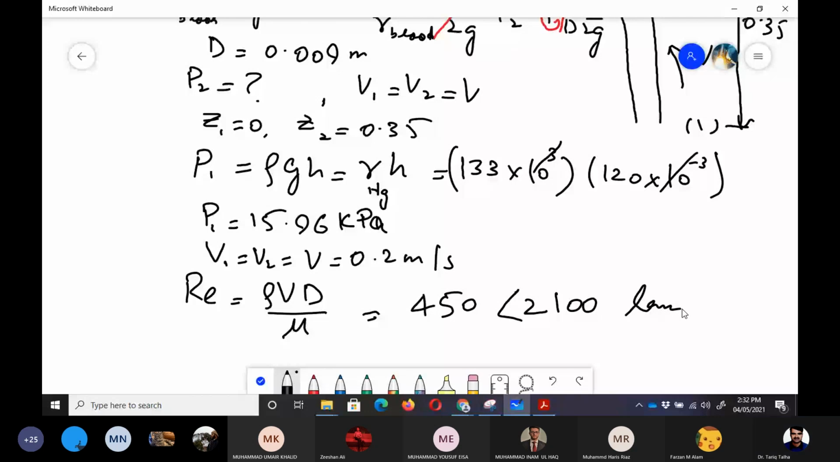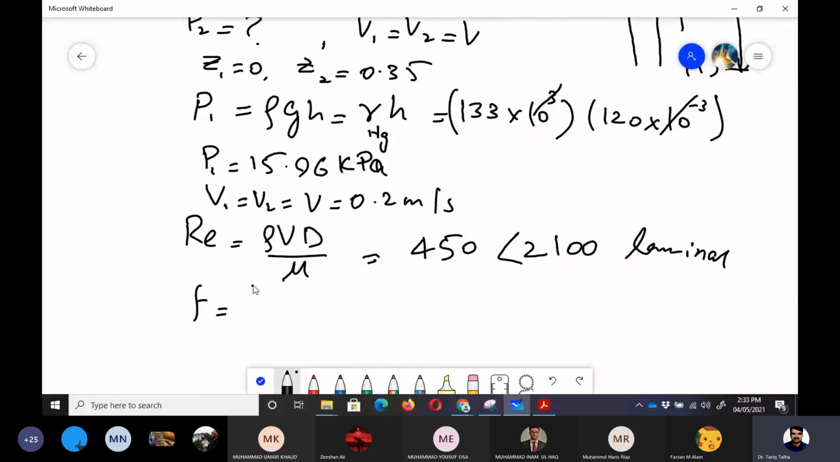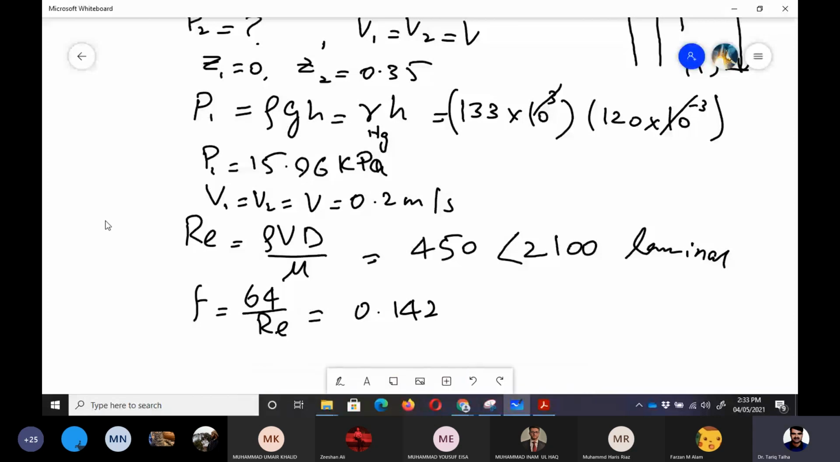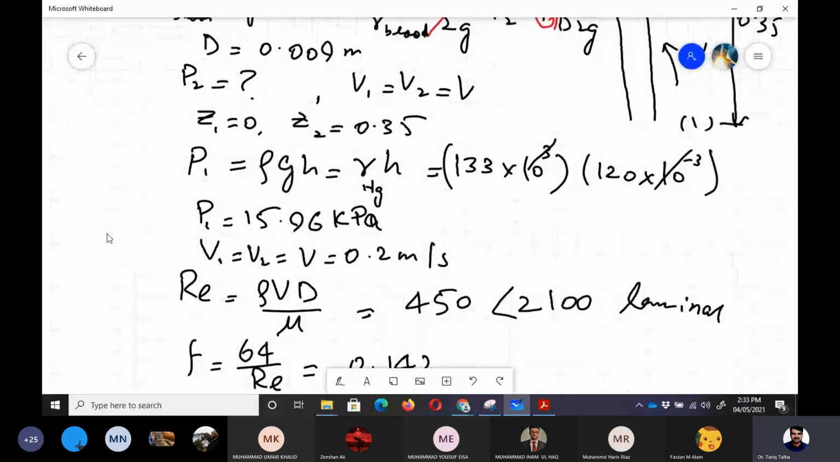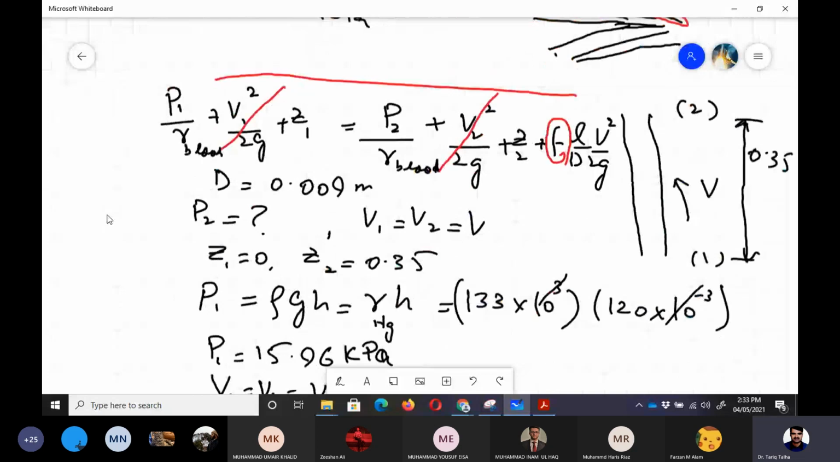For laminar flow, we know that the friction factor is equal to 64 upon Reynolds number. So Reynolds number is 450. If we put in the value, F comes out to be 0.142. So now in this equation, I think we know all the things. We need to calculate P2.